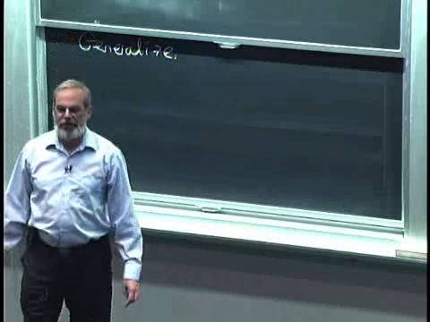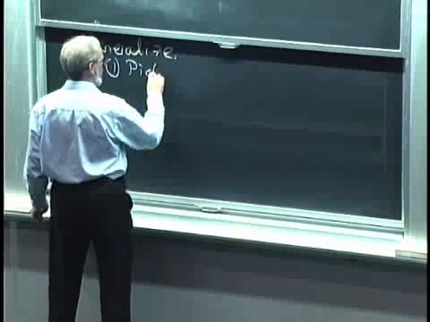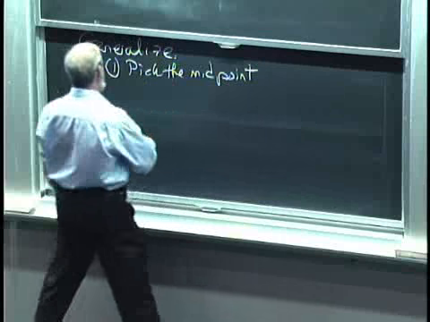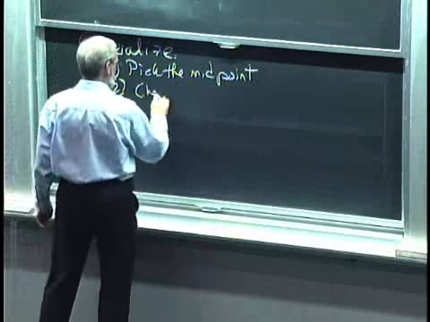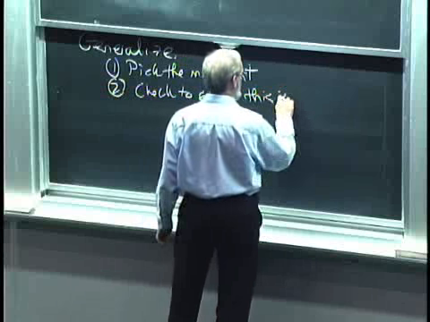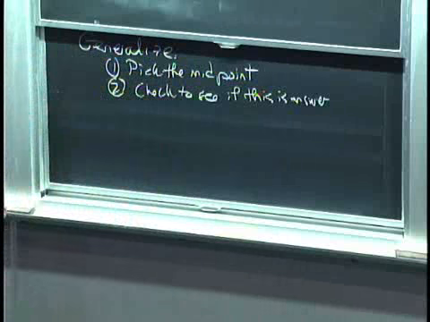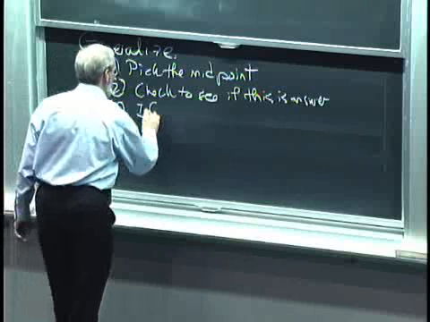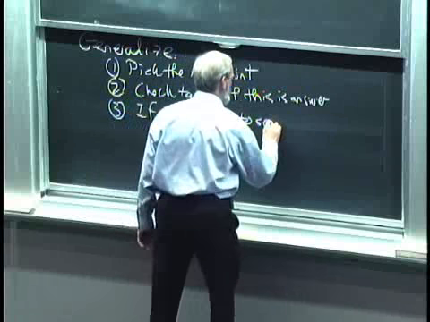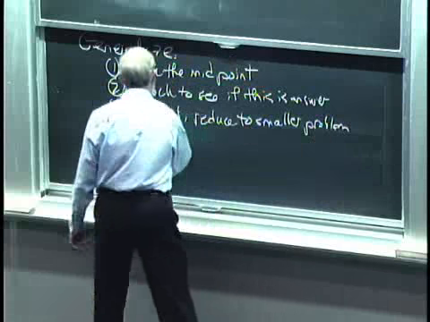If I generalize binary search, here's what I want to state that this thing does. It says 1, pick the midpoint. 2, check to see if this is the answer. This is the thing I'm looking for. And then 3, if not, reduce to a smaller problem. And repeat.